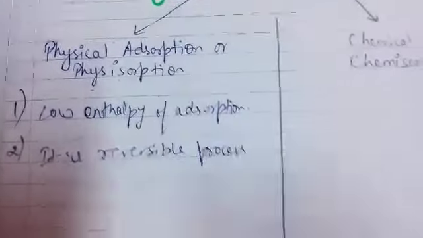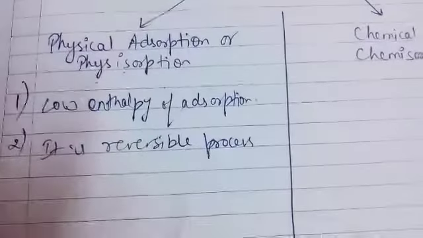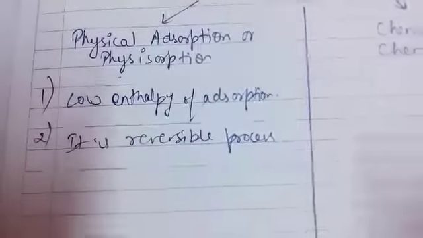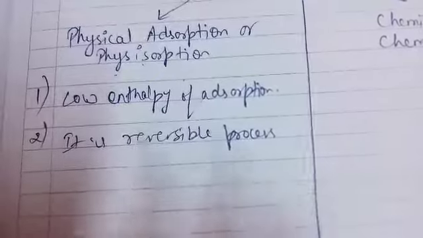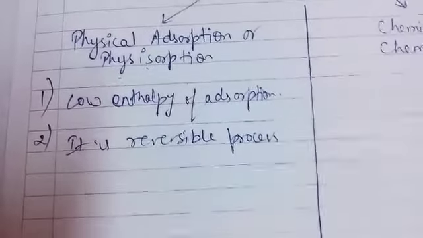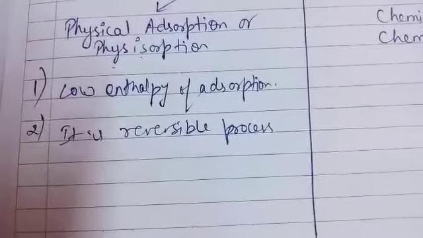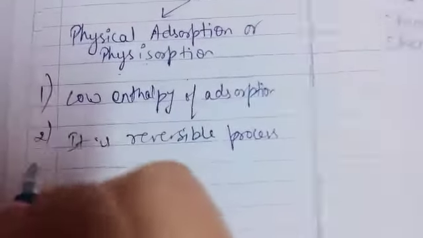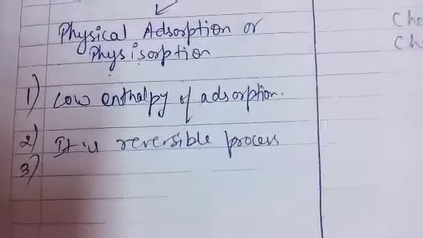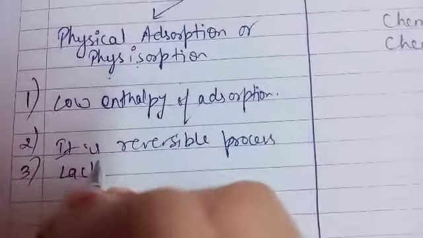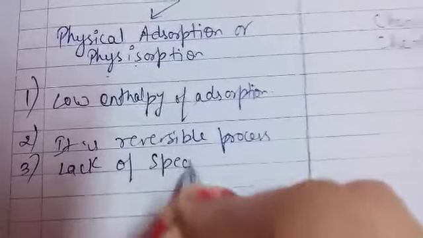Okay, reversible process means simple. If you provide a little temperature, then you can separate the adsorbate from the adsorbent, meaning it easily shows the process of desorption. Now the third one is that there is no specificity, a lack of specificity.